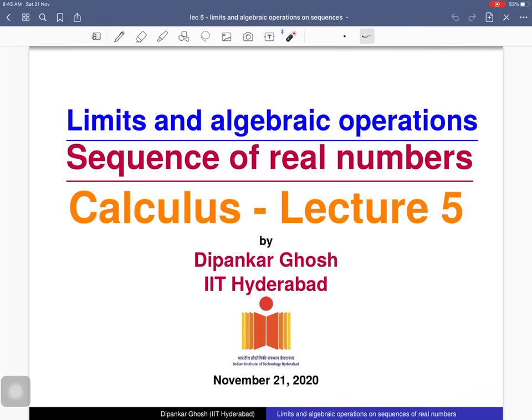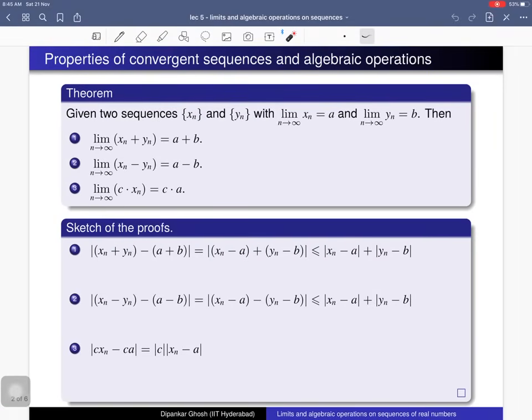We will also see the limits of the difference between two convergent sequences, the limit of the product of two convergent sequences, and the limit of the division of two convergent sequences, provided the limit of the sequence given in the denominator is non-zero. So here is our first theorem.